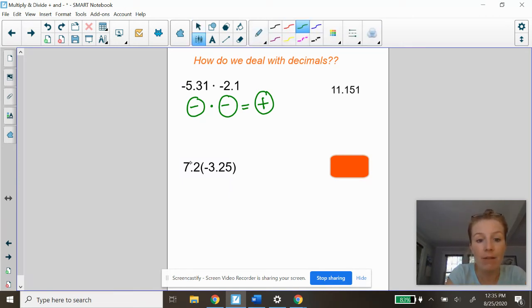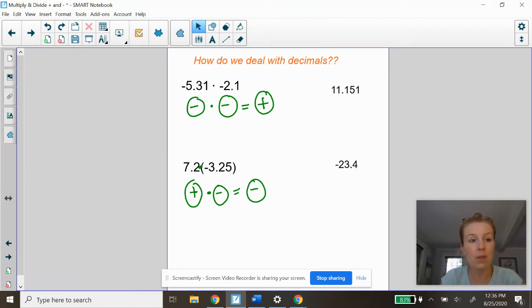Similarly, all right, if we think about this one, remember here that our parentheses can act as multiplication. So there's invisible multiplication right here. So I'm multiplying these two numbers. I'm doing a positive times a negative, which I know is going to result in a negative product. So pause and I'll reveal the answer.